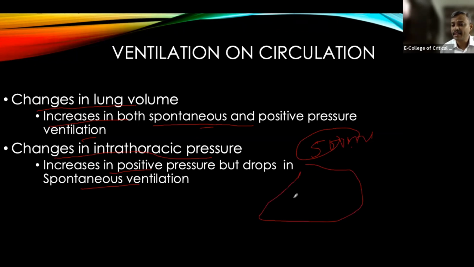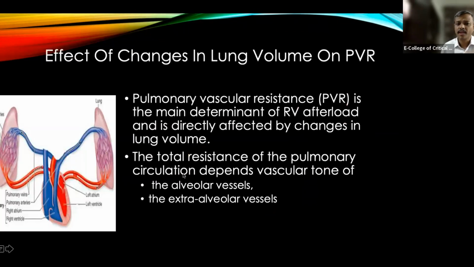It's a thoracic cavity. If we create a negative pressure in the intrathoracic cavity, then only air enters into the lungs. That is very basic physiology. What we know, negative intrathoracic pressure will suck the air from the atmosphere. So that is spontaneous ventilation. So this is with respect to lung volume and intrathoracic pressure.